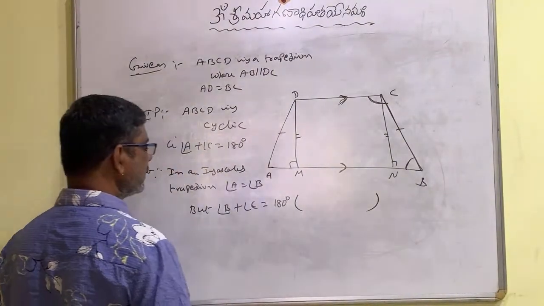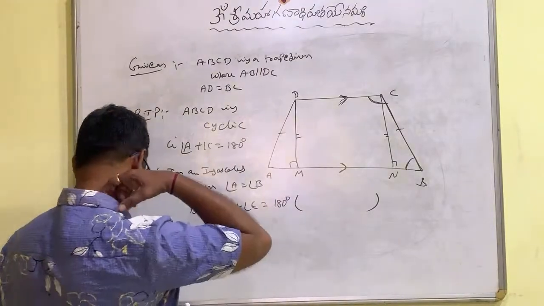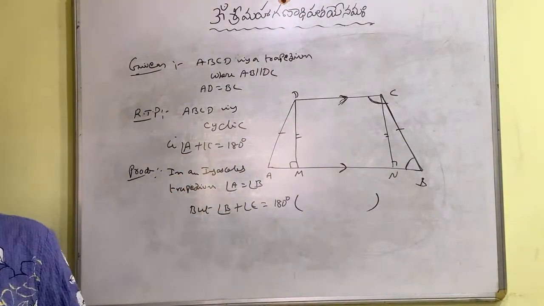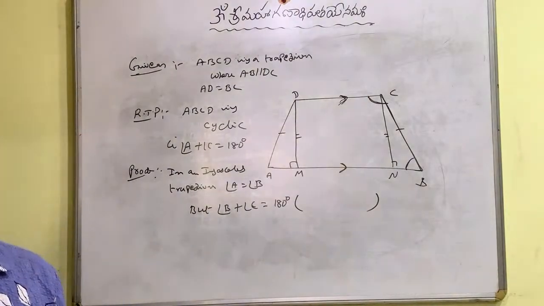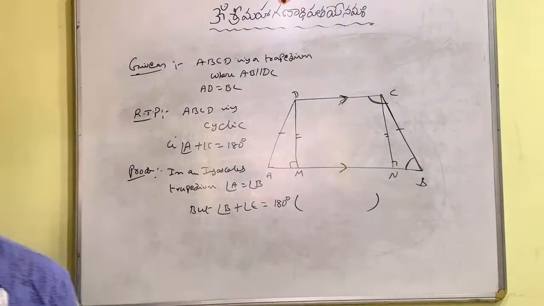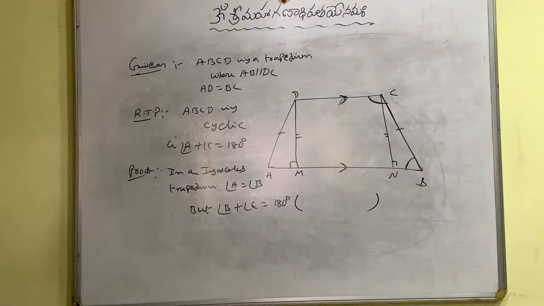You need to write the reason here for why angle B plus angle C is 180. Now my question is, is there any other pair of angles whose sum is 180 in this figure? Other than angle B plus angle C is 180, by Euclid's fifth postulate. Yes, angle A plus angle D is also 180.